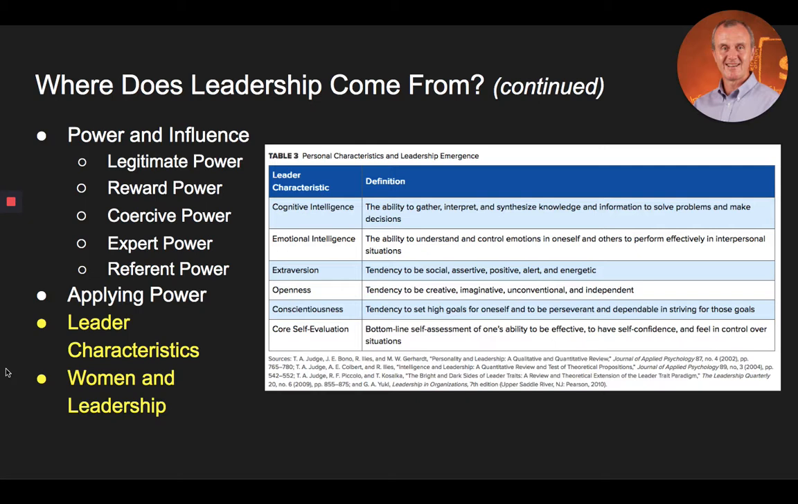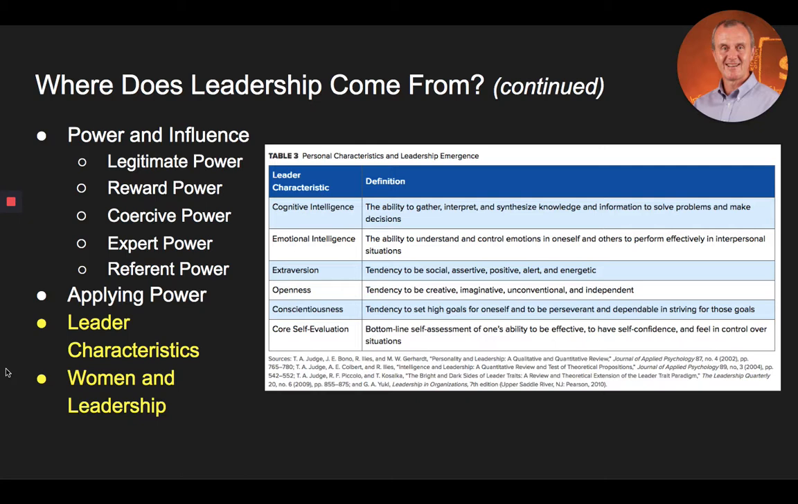The first leader characteristic, cognitive intelligence, is defined as the ability to gather, interpret, and synthesize knowledge and information to solve problems and make decisions. Emotional intelligence is the ability to understand and control emotions in oneself and others to perform effectively in interpersonal situations. Extroversion is defined as the tendency to be social, assertive, positive, alert, and energetic. Openness is defined as the tendency to be creative, imaginative, unconventional, and independent.